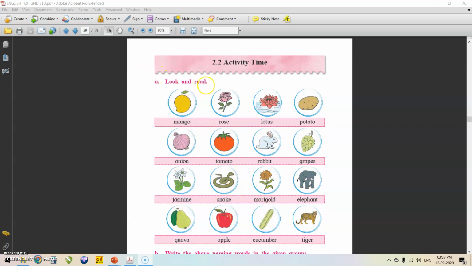So once again, we are going to look at these pictures and read these pictures. Children, please repeat after me. Mango, rose, lotus, potato, onion, tomato, rabbit, grapes, jasmine, snake, marigold, elephant, guava, apple, cucumber, and tiger.